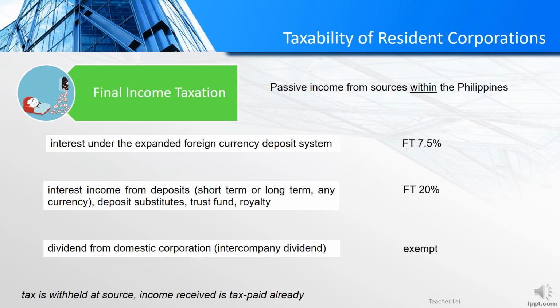Unlike domestic corporations, where domestic corporations are taxed on passive income earned within and outside the Philippines, resident corporations are taxed on passive income from sources within the Philippines only. Any passive income earned outside the Philippines are not taxed in the Philippines. That is under the territoriality concept in our previous discussion under general principles of taxation.